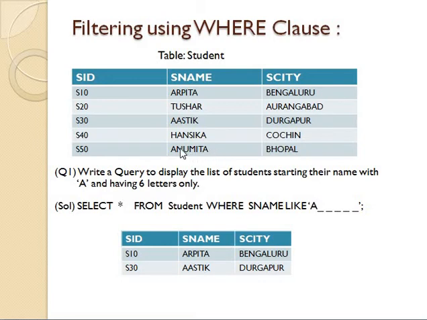Again for the student Anumita, it comprises how many letters? It comprises 1, 2, 3, 4, 5, 6, 7. No, Anumita consists of 7 letters. So the name Anumita does not get listed in the output table. So only 2 names, that is Arpita and Astik, get listed in the output table, having 6 letters with their starting letter as A. And for these students the corresponding SID and SCity are also listed. You can find these SID values and SCity values for Arpita and Astik from the original table.